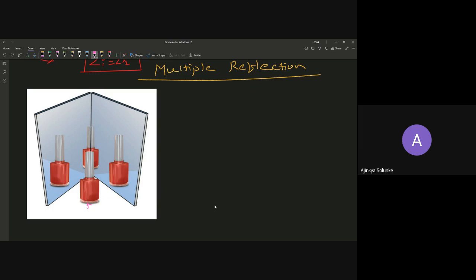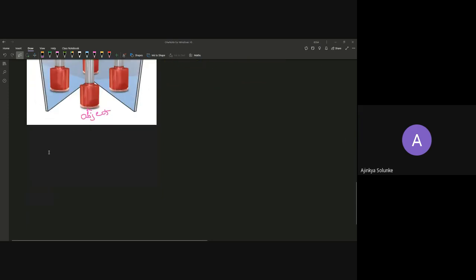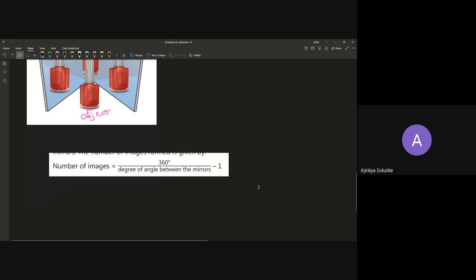So as there are two mirrors, this is mirror one, this is mirror two, and if you keep an object in front of them, we are going to get multiple images. In our syllabus we have a formula through which we can calculate this. The angle between the mirrors has to be measured, and that can be used to find out the number of images. Number of images formed is equal to 360 degrees divided by the angle between the mirrors, minus 1.